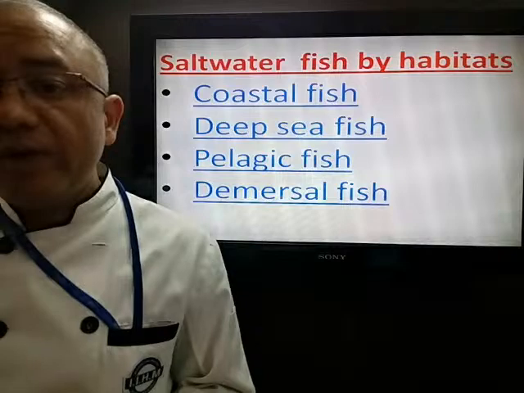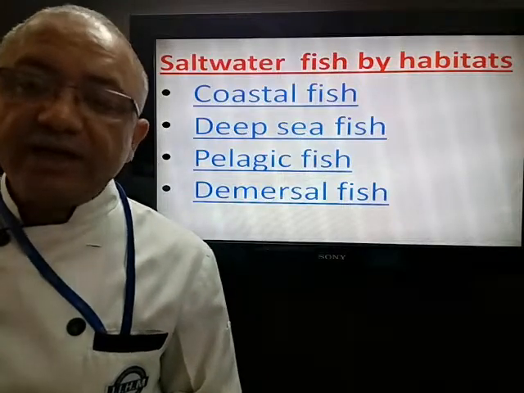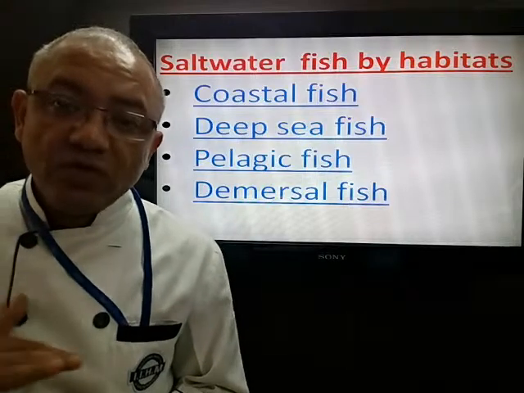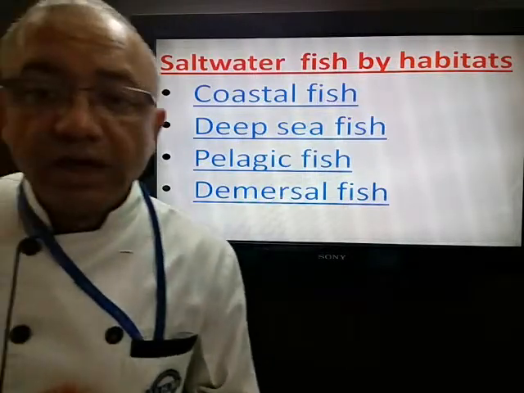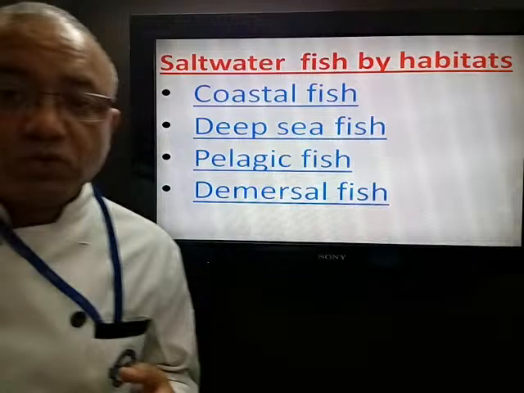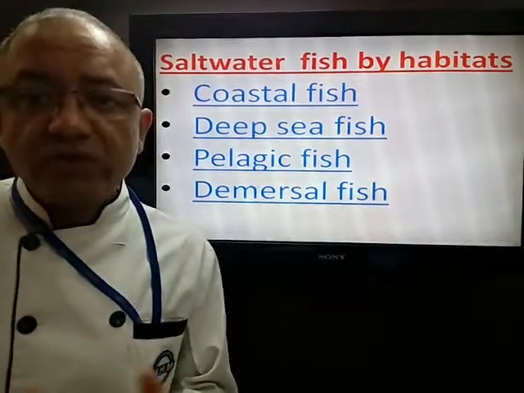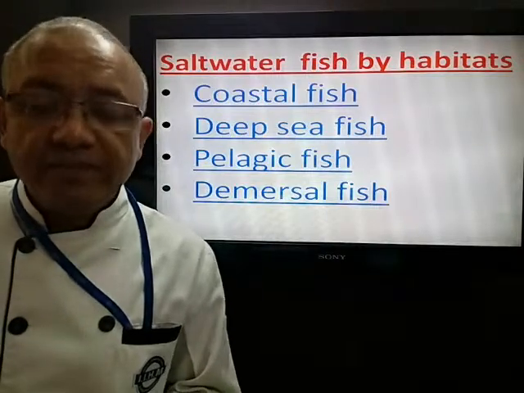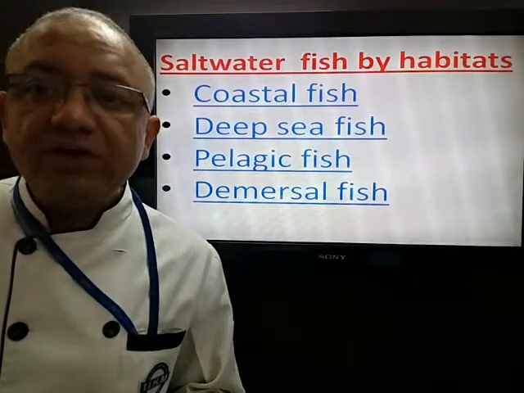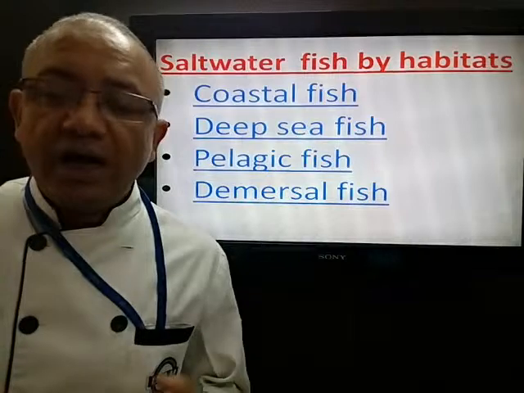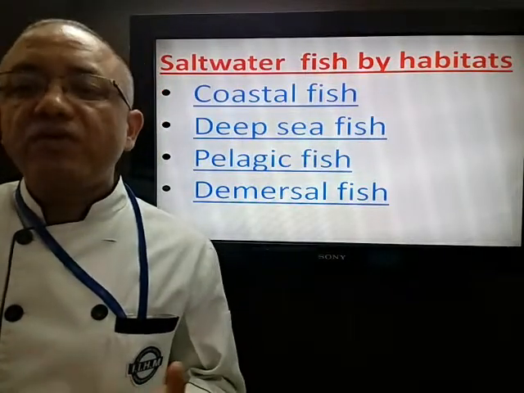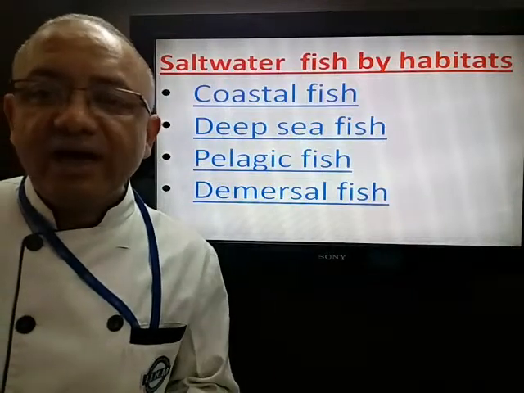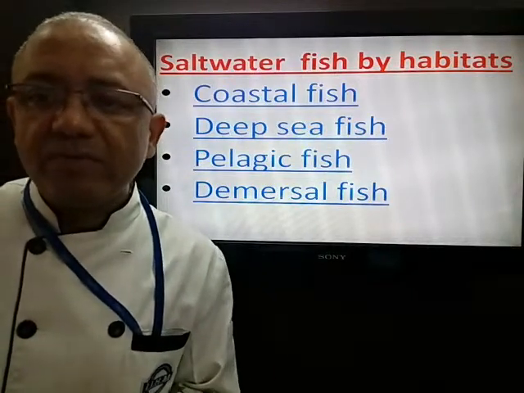Some seas stretch toward Antarctica. If you go to Finland or Norway, they have a very good system, but it is very cold weather over there, so the fish also change. So we consider fish by the habitats they live in. We talk about coastal fish first. Coastal fish is basically an offshore fish or a neritic fish. Offshore means that they are a little bit far away from the shore.